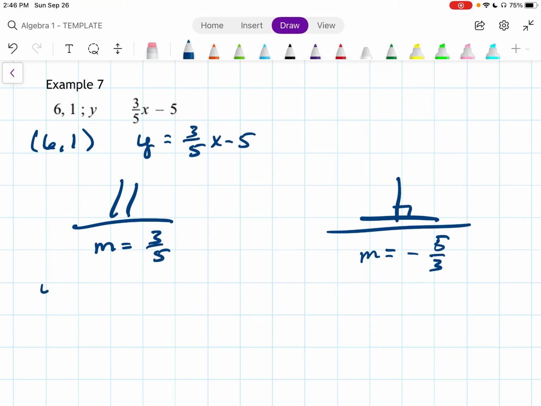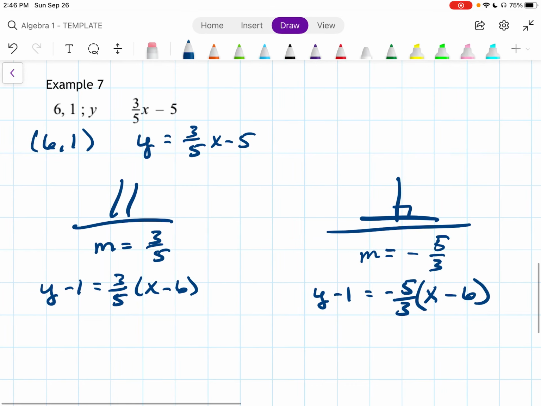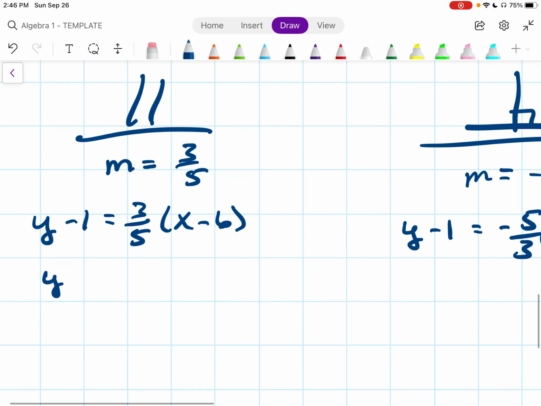And I'm again going to put this into point-slope form, and then I'll solve to put it into slope-intercept, excuse me. So this will be y minus 1 equals 3/5 (x minus 6). And I'll go ahead and do that for the other one. This will be y minus 1 equals negative 5/3 (x minus 6). Looking back at this first one, I'll distribute the 3/5. So I get y minus 1 equals 3x over 5 minus 18/5.